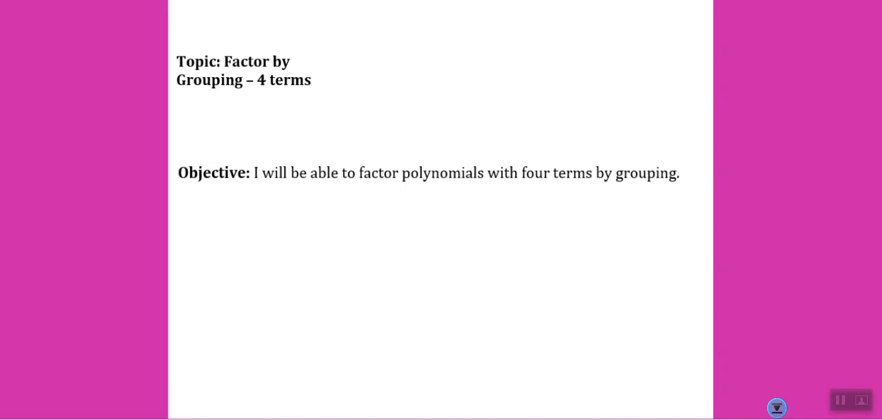Today, we're going to be learning how to factor by grouping when we have 4 terms. So our objective is that we will be able to factor polynomials with 4 terms by grouping.